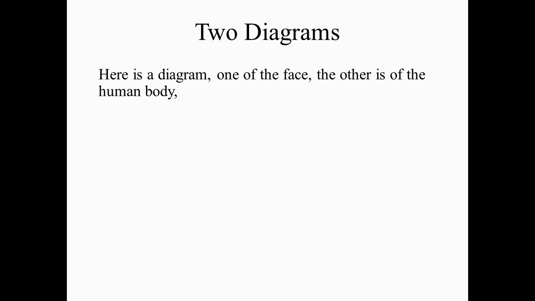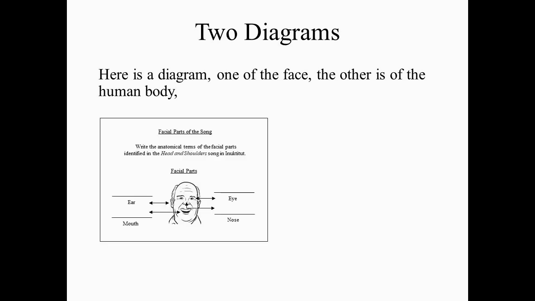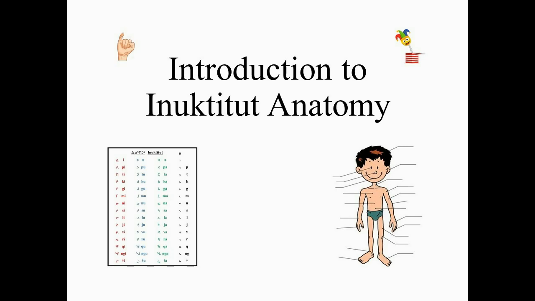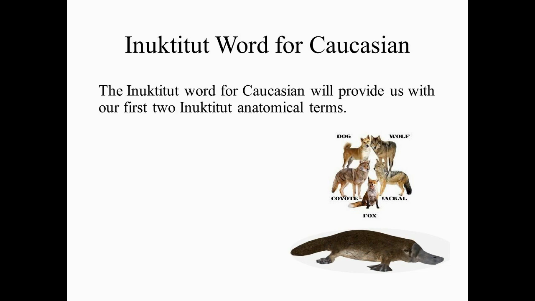Here are two diagrams. One of the face, the other is of the human body. Please fill out all the terms that we will be learning today as we go along. All right, let's get started. The Inuktitut word for Caucasian will provide us with our first two anatomical terms.